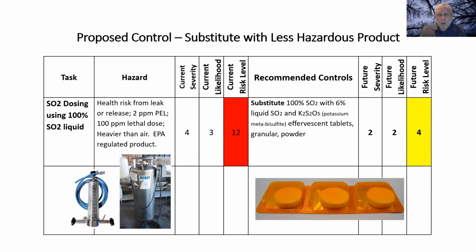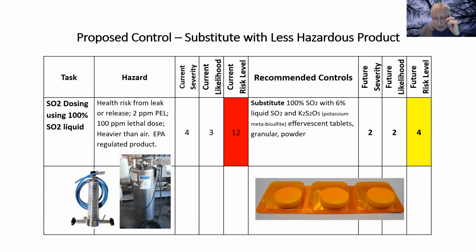So the proposed control is substitute with a less hazardous product. Great. They're going to substitute it with a 6% liquid SO2 and K2S2O5, which is potassium, I can read the small print, metabisulfite effervescent tablets, granular and powder. So they're going to be able to use a tablet in here instead of a liquid. And that's always better when you're handling chemicals, I would think.